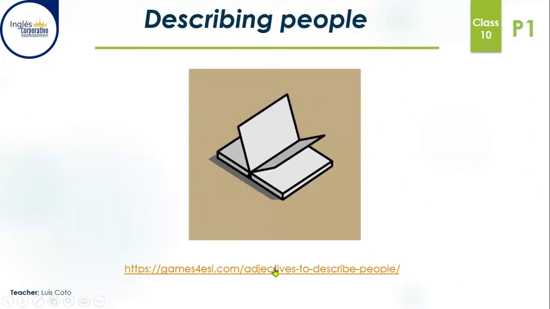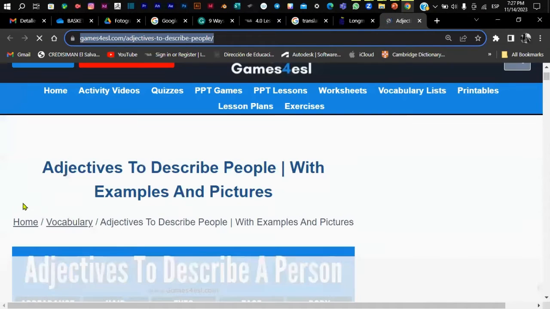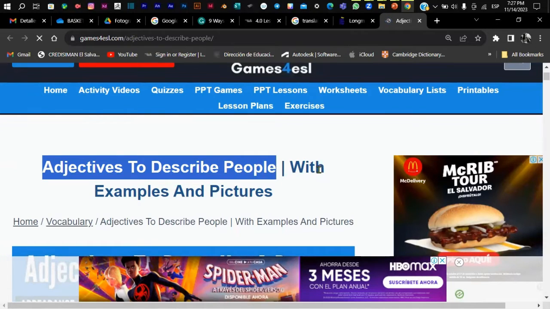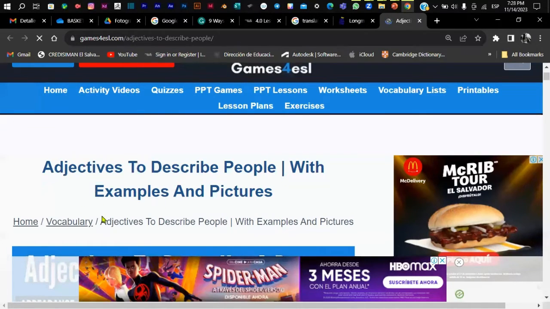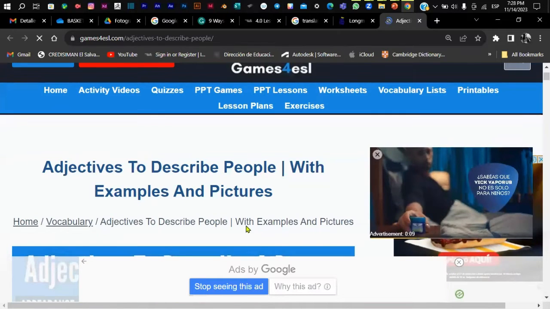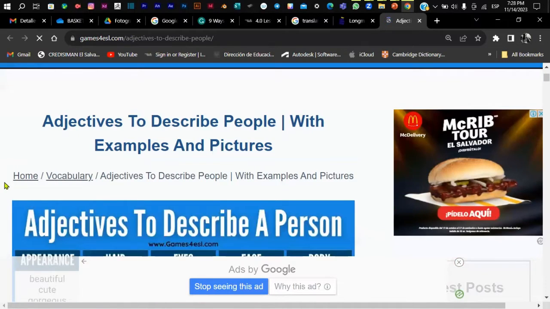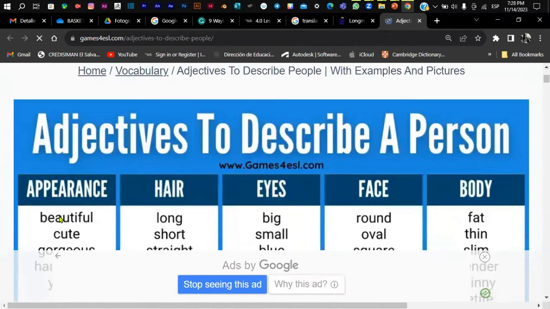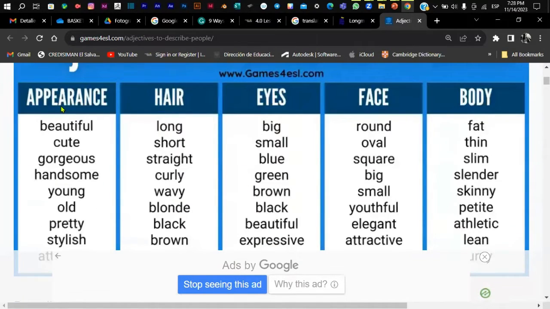Okay. Let's check the link in order to see the topic. Check. Can you read it? Adjectives to describe people with examples. In pictures. Very good. Let's check. In this website, you have adjectives to describe a person. The first adjectives are about what?